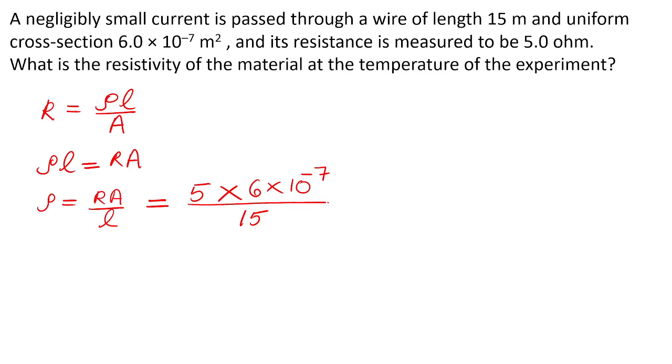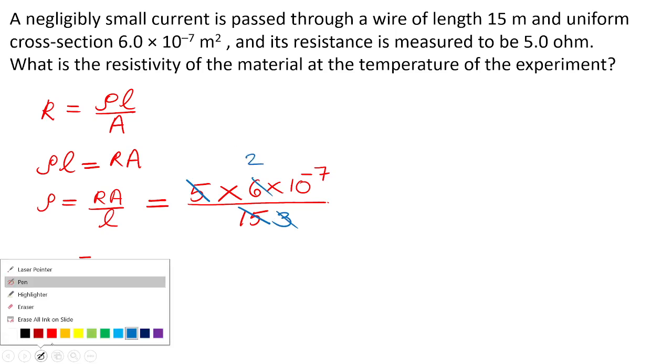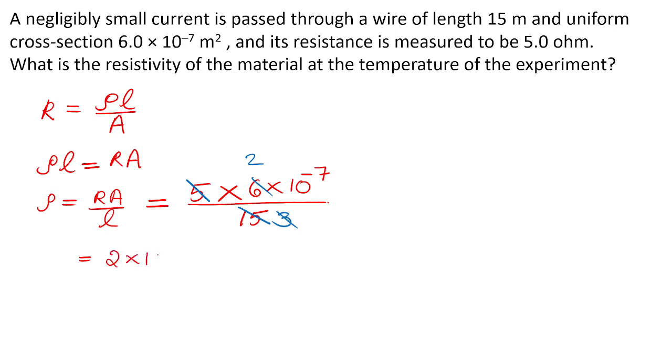Then you know how to solve it. I don't want to explain all the steps. 5, 15 cancel, you will get 3 here. 3, 6 cancelled, you will get 2 here. So the answer is 2 into 10 raised to minus 7. I've told you, you have to memorize the unit of resistivity, ohm meter. In the exam, if you don't write the unit, you will lose some half mark, I am sure. So the resistivity will be 2 into 10 raised to minus 7 ohm meter.